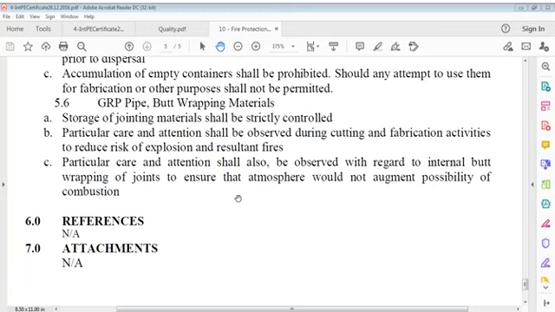GRP pipe butt wrapping materials. Storage of jointing materials shall be strictly controlled. Particular care and attention shall be observed during cutting and fabrication activities to reduce risk of explosion and resultant fires. Particular care and attention shall also be observed with regard to internal butt wrapping of joints to ensure that the atmosphere would not augment possibility of combustion.